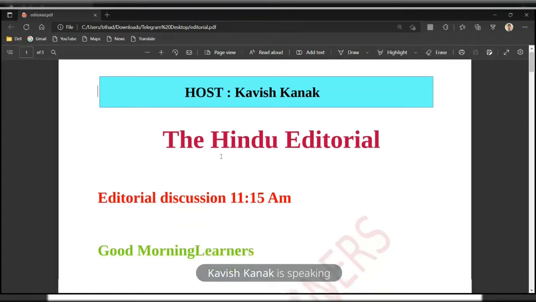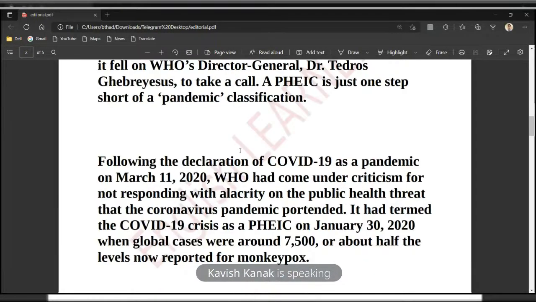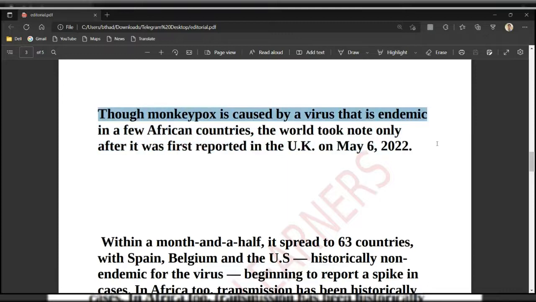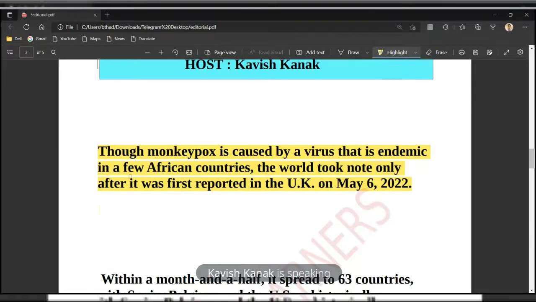Though monkeypox is caused by a virus that is endemic in a few African countries, the world took note only after it was first reported in the UK on May 6, 2020. So this monkeypox virus was really confined into a small area. Endemic, you can say, is a word used for the local. So this virus was only a local virus which was confined to the African countries.